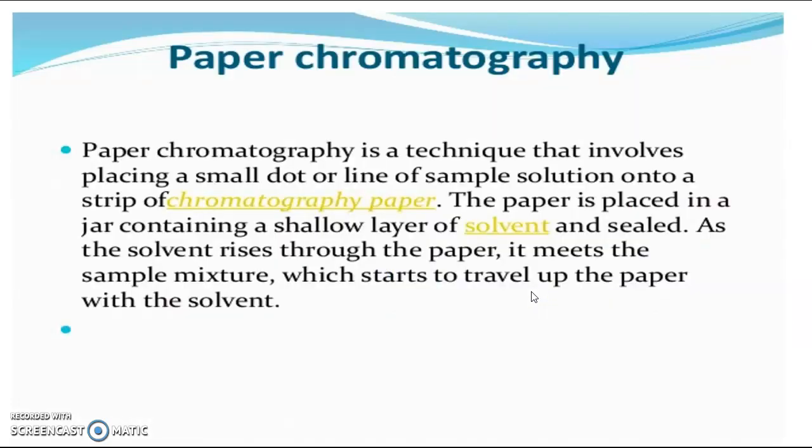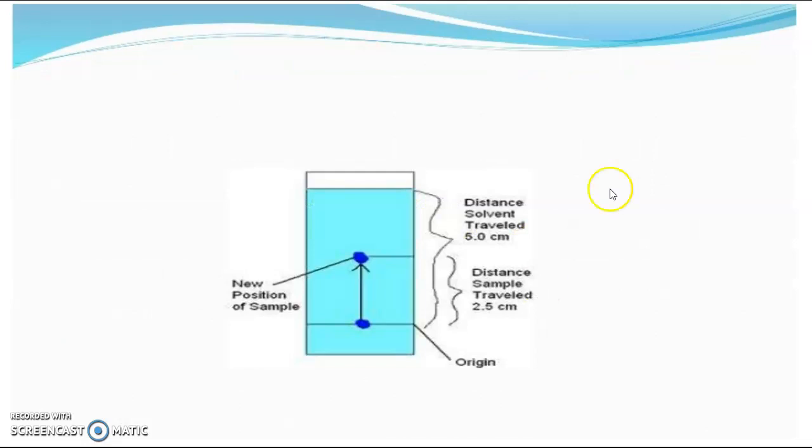Paper chromatography is a technique that involves placing a small dot or line of a sample solution onto a strip of chromatographic paper. The paper is placed in a jar containing a shallow layer of solvent and sealed. As the solvent rises through the paper, it meets the sample mixture, which starts to travel up the paper with the solvent. Next, see this image which is important.